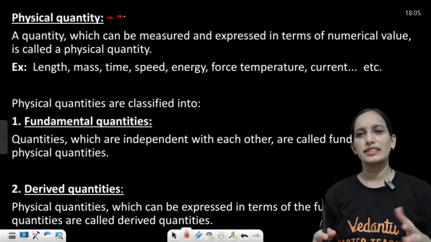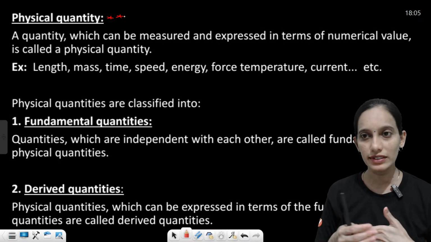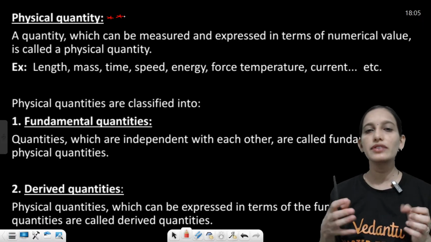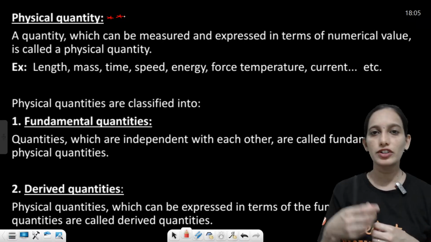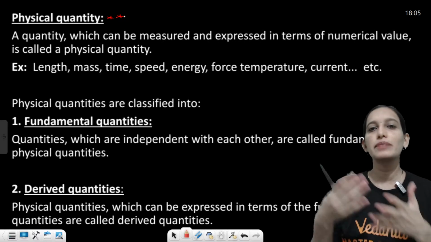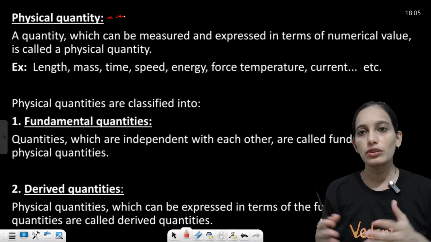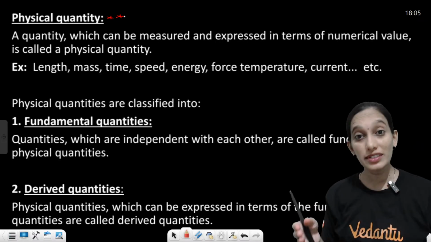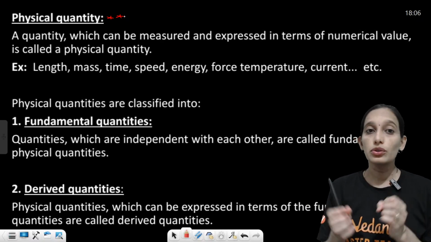In physics, or in our day-to-day life, we come across measuring many quantities, right? We measure many things, like time. I have to go from my home to school or college. How much time does it take? How much is the distance, correct? So we think of all those quantities.